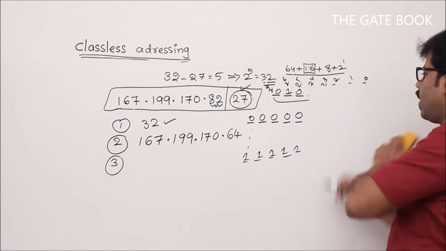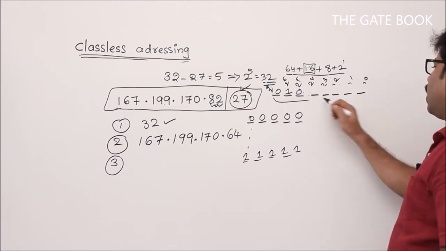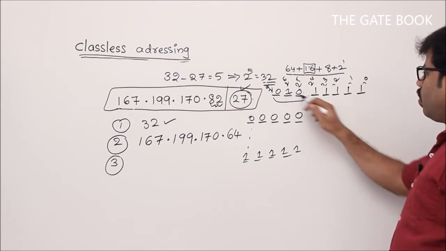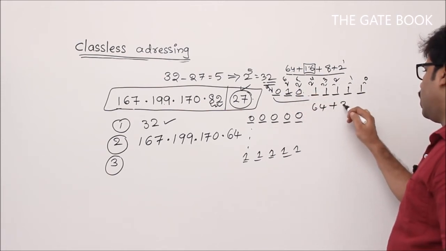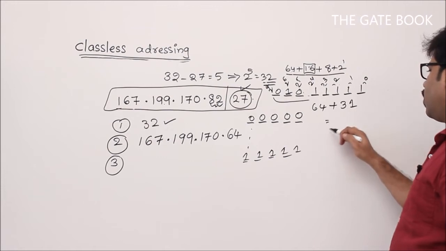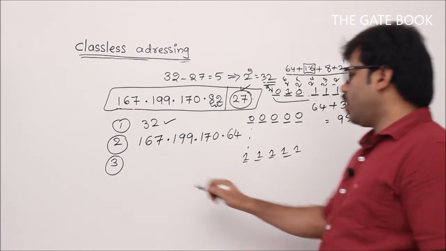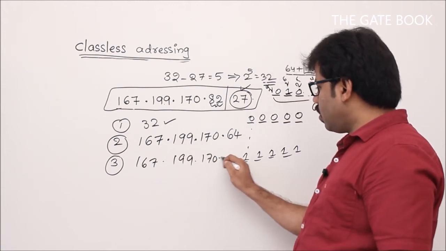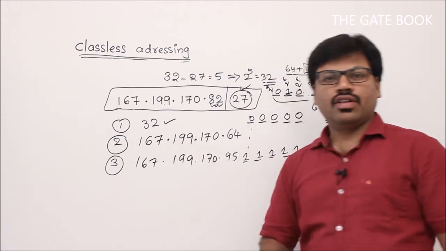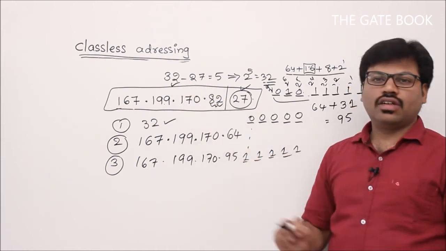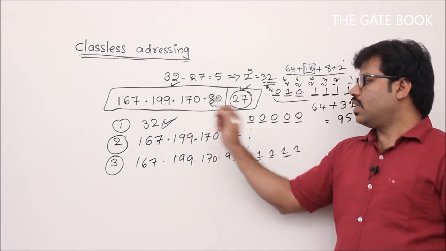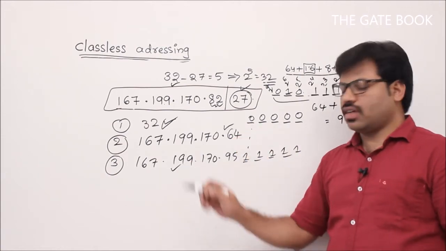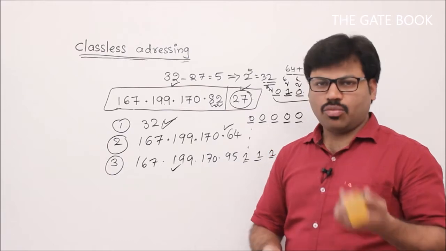Now I can say these 5 bits are the host part, all ones. Then you get a pattern which is nothing but 64 plus this all 31, that is 64 plus 31, 95. So we are going to get 167.199.170.95. In that way, given CIDR notation, we can find out how many addresses we got, and what is the starting address and the ending address of the IP addresses. We will see one more example.